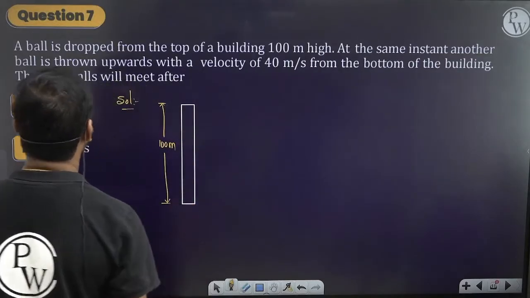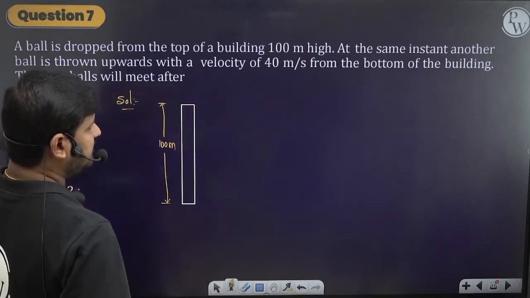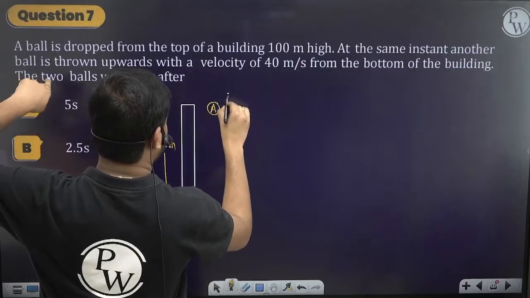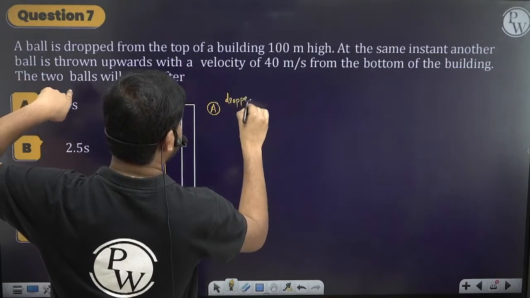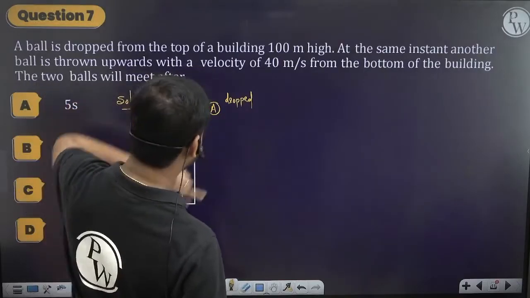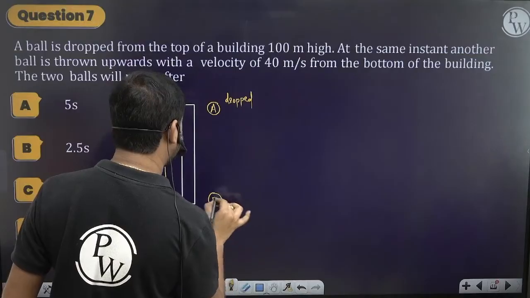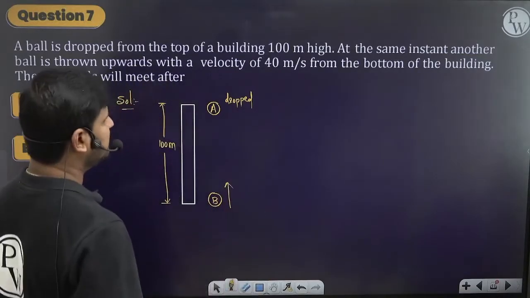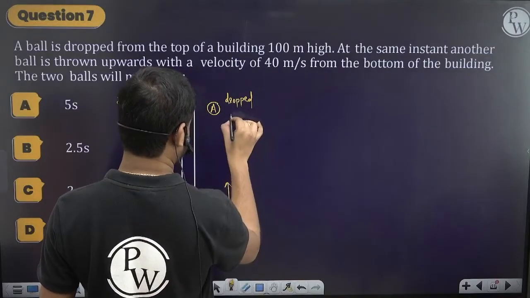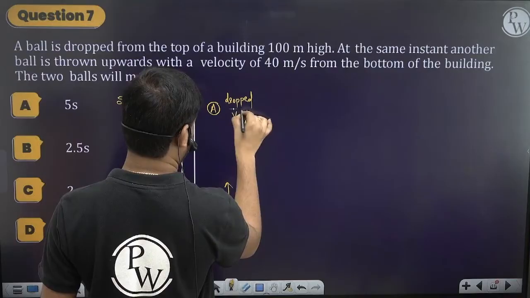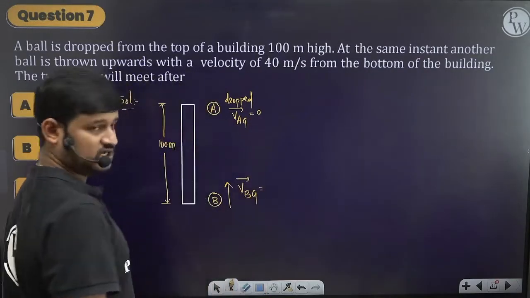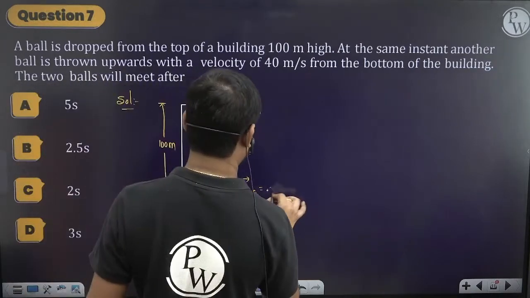Now at the same instant, one ball is dropped. Let's consider ball A is dropped. Dropped in the sense its initial velocity is 0. Now at the same instant, another ball is thrown upwards with a velocity of 40 meters per second. Consider this is ball B, which is thrown upwards with a velocity of 40 meters per second. The velocity of ball A with respect to ground is 0. The velocity of ball B with respect to ground is 40 meters per second.